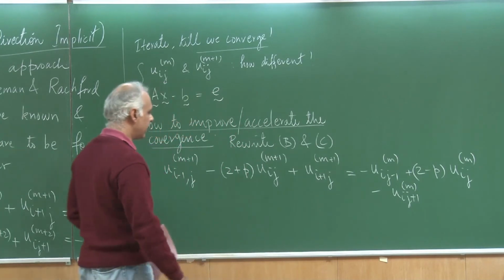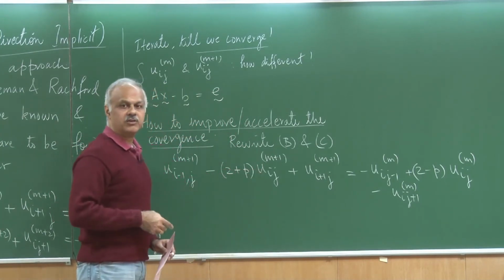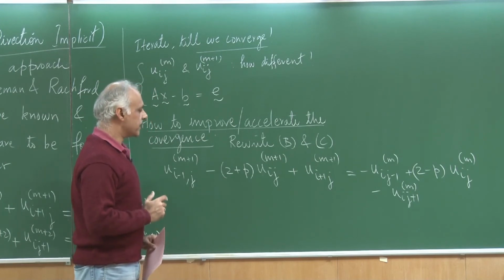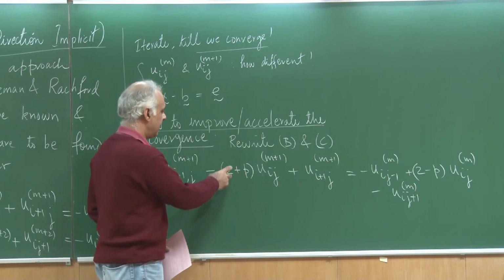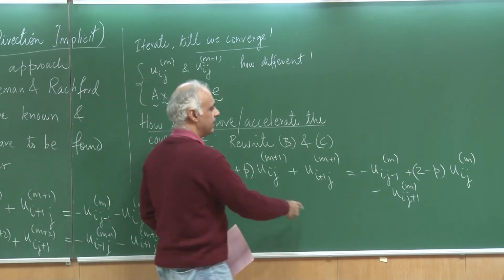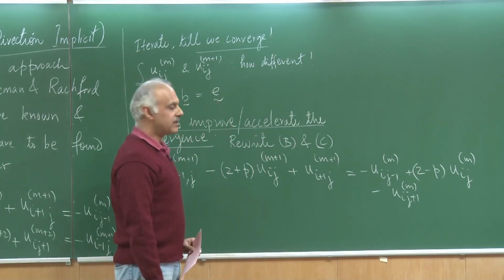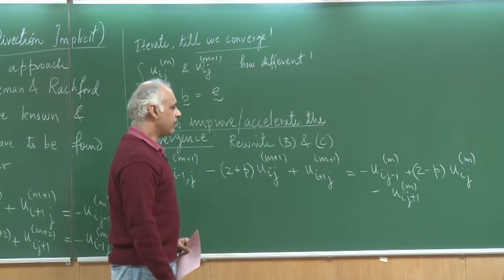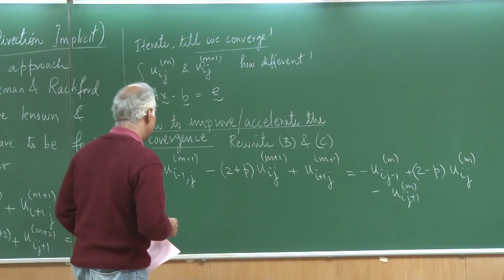So, notice what we have done. This value here, which was supposed to have a coefficient of 4, we have tweaked this a little bit and replaced that with 2 plus p, and the remaining part of it we have taken as a value which is known from the previous iteration. And now we can see if this makes a difference. So, we can experiment with the value of p.